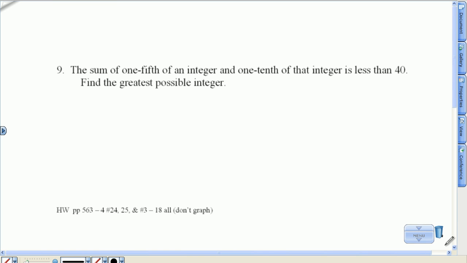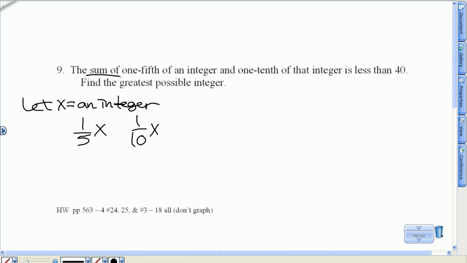All right, our last problem. The sum of 1/5 of an integer and 1/10 of that integer is less than 40. Find the greatest possible integer. Well, let x equal an integer. That sorts us out with a let statement. 1/5 of an integer. Of is a multiplication word. 1/10 of that integer. And it says sum here, so we're going to add them together, is less than 40. And there's your problem. Pretty easy one.